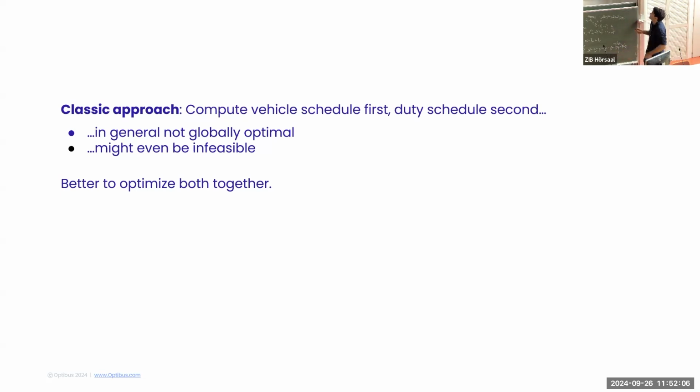And the thing is, if you're unlucky, even your weekly schedule might not be feasible. It actually happens sometimes in practice that you create a schedule which cannot be covered by a driver, because it's just too long, and then you would break certain rules, like the maximum time a driver can drive. So in some cases it's even infeasible. So ideally, you would like to optimize both of them together. Just to mention, this is a hard problem.